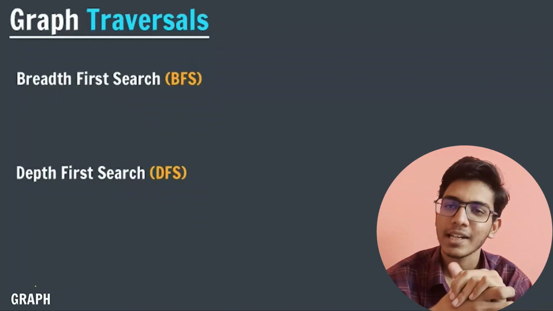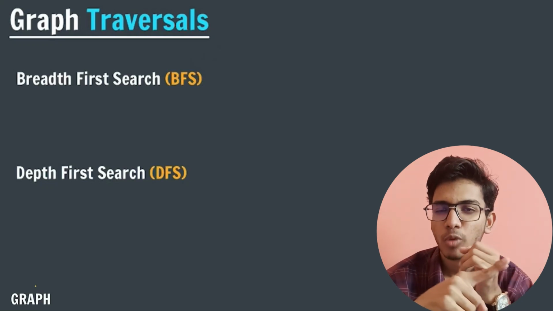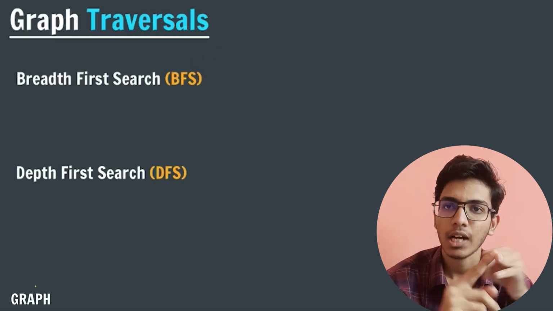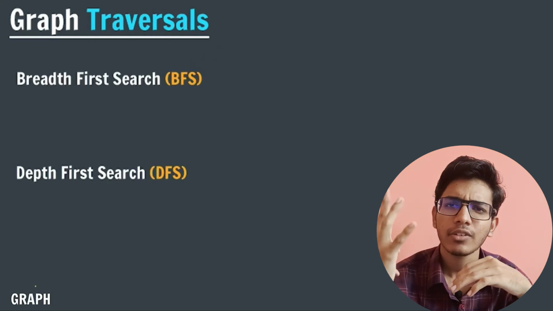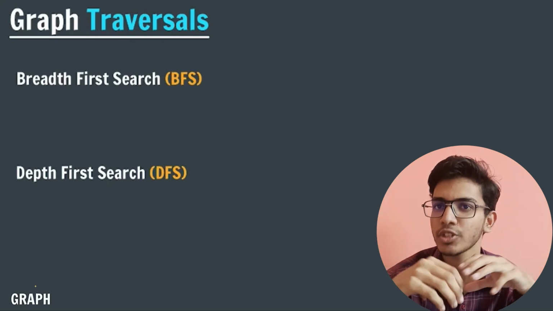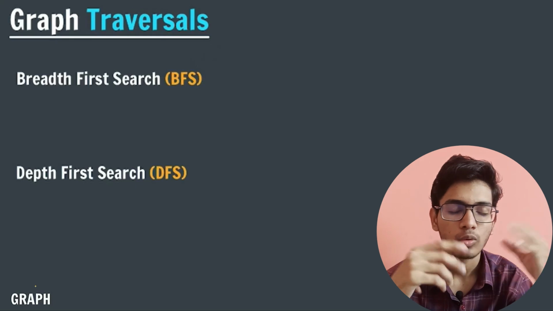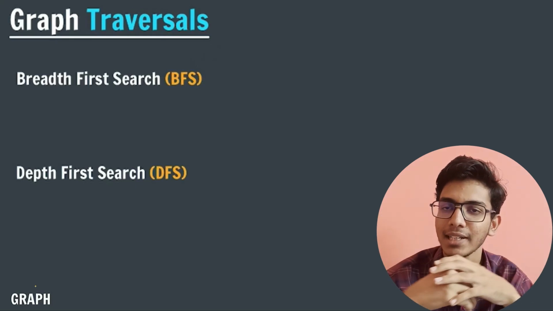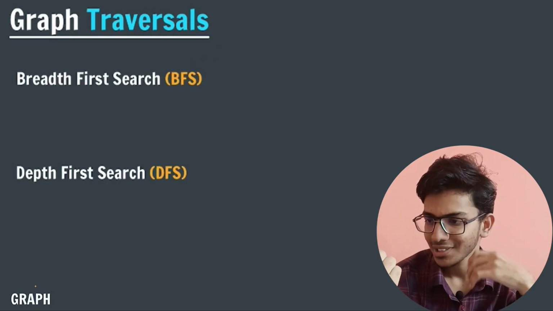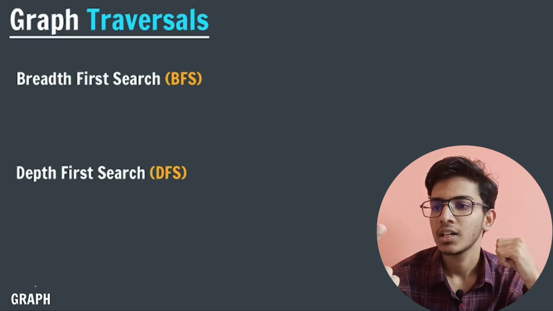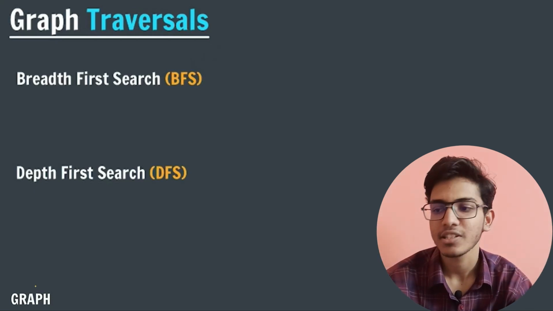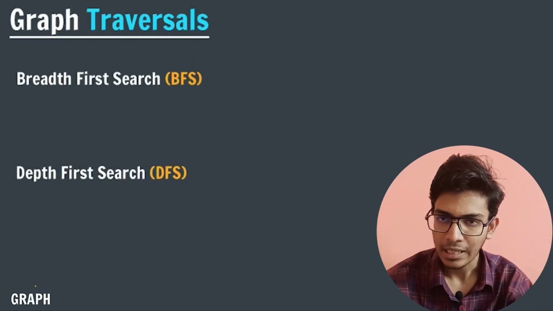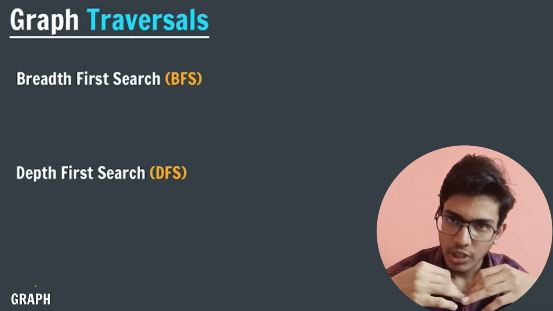Hello everyone, in graph part 1 we have seen what a graph is and the concepts involved in graphs, and in that we have learned that there are 4 different methods that we generally use to represent a graph in our program. These 4 methods are: first, adjacency list; second, adjacency matrix; third, edge list; and fourth, implicit graph.